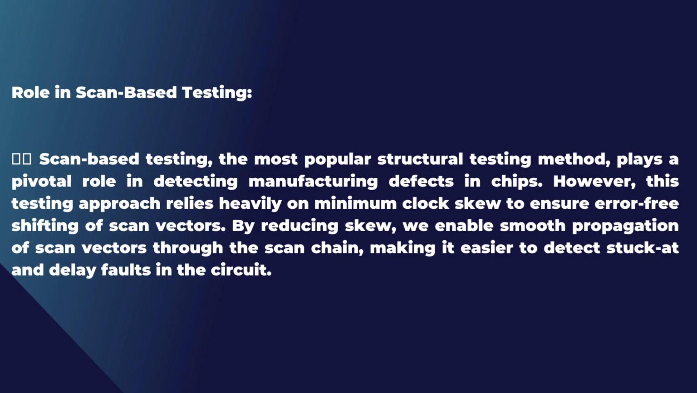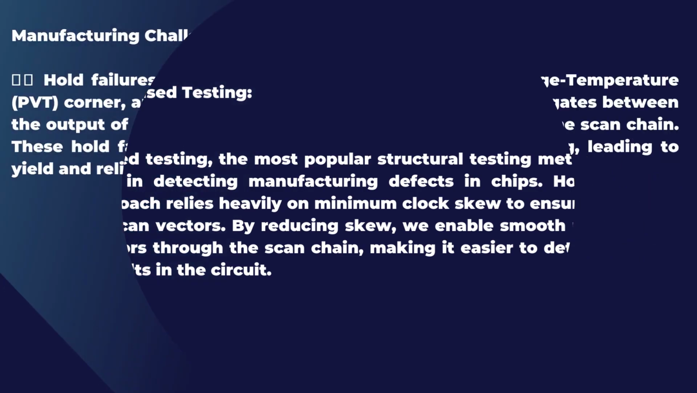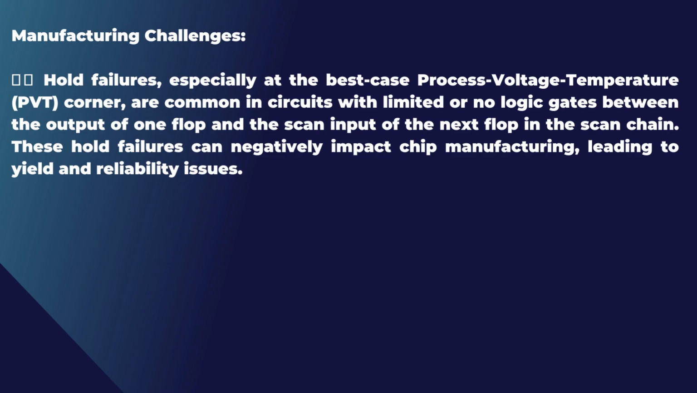By reducing skew, we enable smooth propagation of scan vectors through the scan chain, making it easier to detect stuck-at and delay faults in the circuit. Hold failures, especially at the best-case process voltage temperature (PVT) corner, are common in circuits with limited or no logic gates between the output of one flop and the scan input of the next flop in the scan chain. These hold failures can negatively impact chip manufacturing, leading to yield and reliability issues.